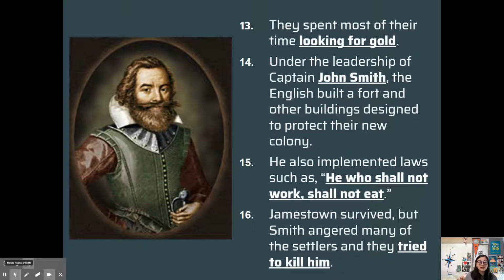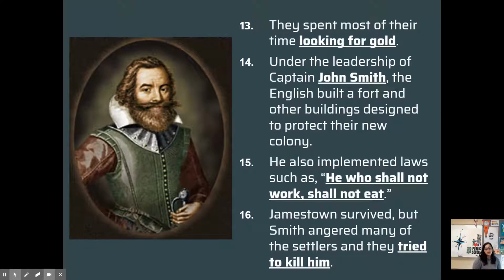of John Smith, you may remember this name from Pocahontas if you have seen that movie. The Pocahontas and the John Smith story that you know from the movie is not factual. It is nothing like the true story. So we're going to talk about that a little bit today too. So John Smith is the captain, and he helps set up that fortified triangle, helps set up buildings that are going to be needed, helps set up protection.